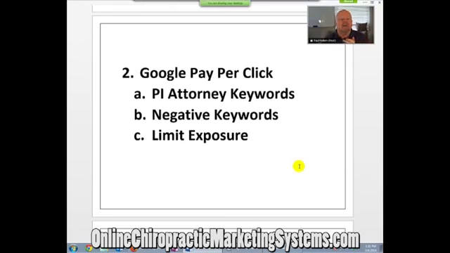But the way people typically, when they do Google pay-per-click, if they've done it before and it hasn't worked, I'll typically ask them those two questions, and they typically won't know what that is. They won't even know what that means. And I see it all the time.